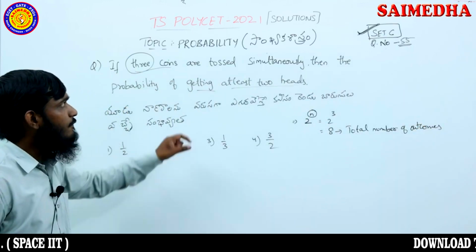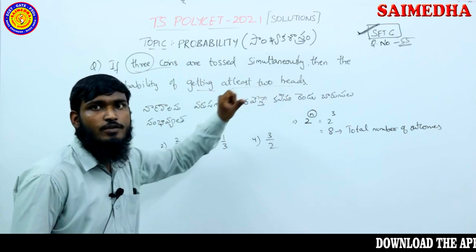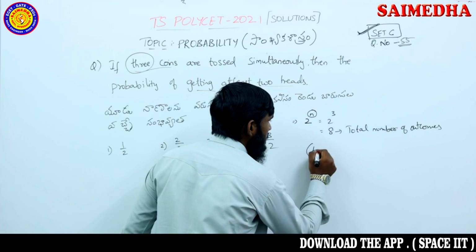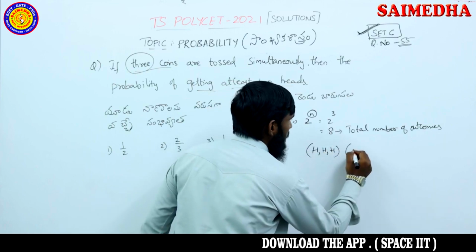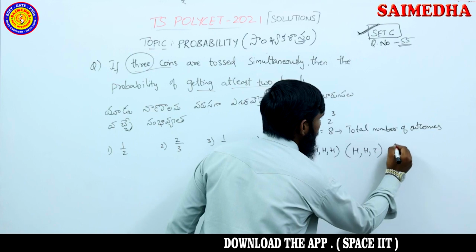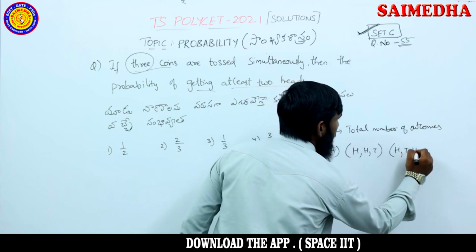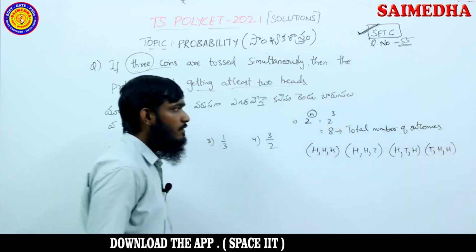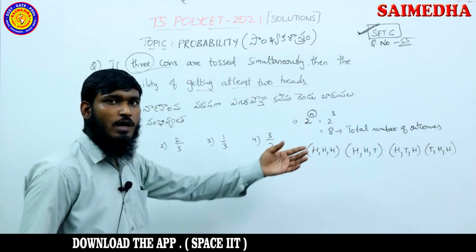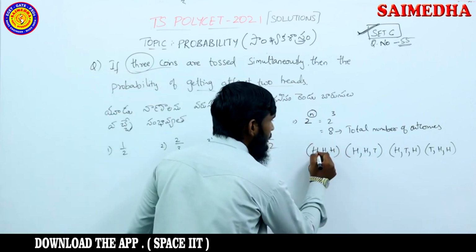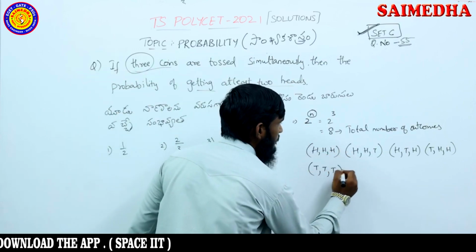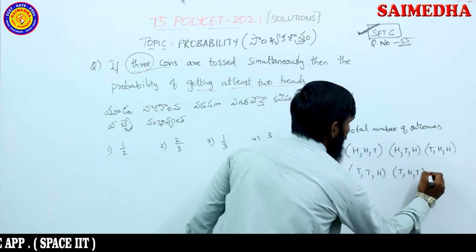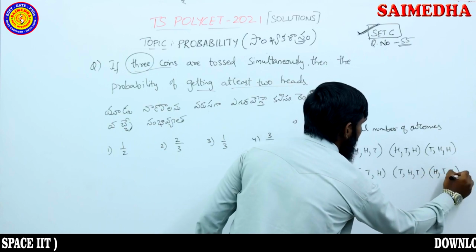What we have to find is the probability of getting at least 2 heads. So let us write the outcomes over here. If you are taking the outcomes h, h, h and h, h, t, then h, t, h and t, h, h. So we have written 4 outcomes. If you are taking these 4 outcomes, the next 4 will be very easy. Instead of h, you have to write t. So t, t, t and t, t, h, here t, h, t and over here h, t, t.